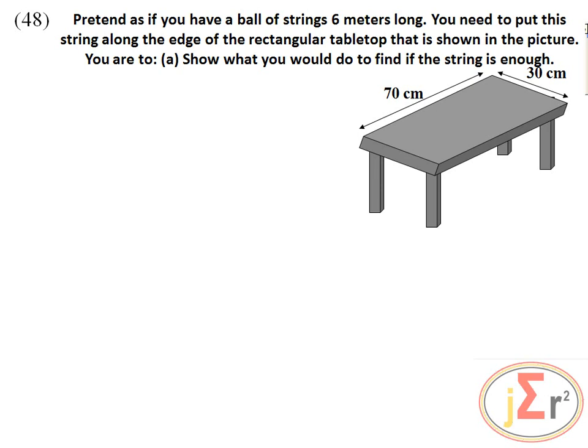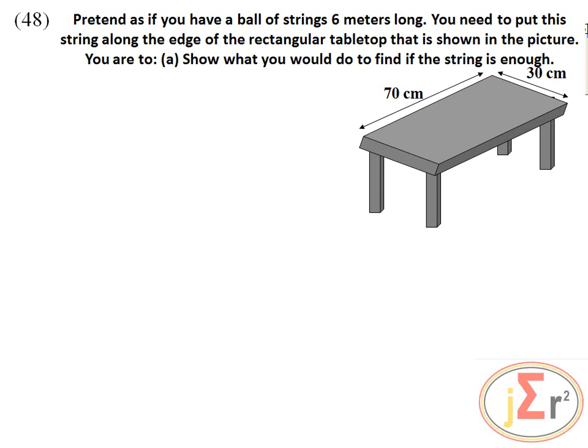The tabletop that we have there is rectangular in shape, and we have the dimensions of the tabletop, which is 70 centimeters by how many centimeters, Jerry? 30. 70 by 30, and we need to put the string along the edges of that tabletop. But we know the dimension of the tabletop and we know the length of the string. Do we have enough string? No. Yes, we have enough string. How do we know that we have enough string?